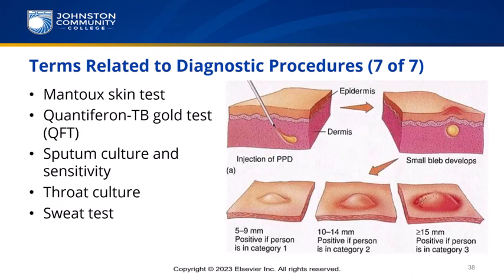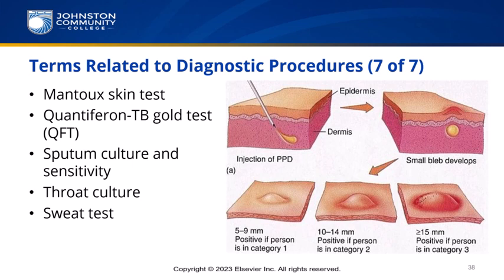Then we have the Mantoux skin test, which is an intradermal, remember intra means within, it's an intradermal injection to purified protein derivative, also known as PPD, that is done to detect the presence of tuberculosis antibodies. Then we have the quantiferon TB gold test, which is a definitive test to diagnose tuberculosis.